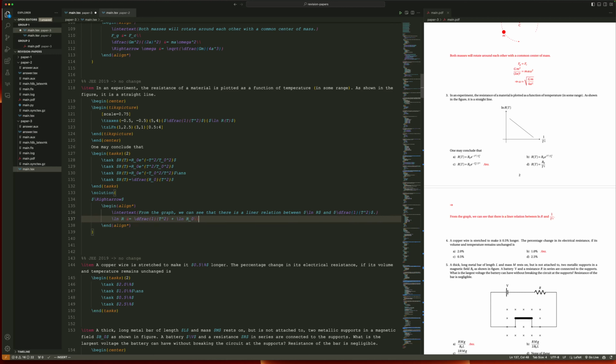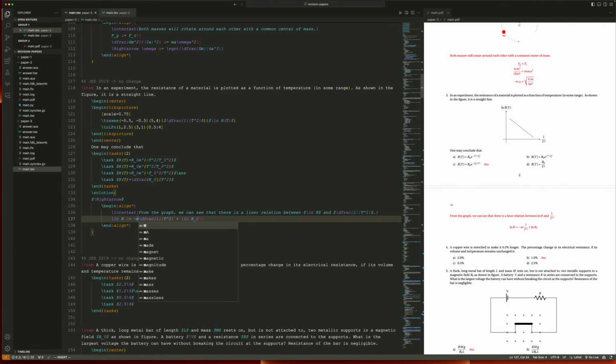Yes, log R versus 1 upon T square. But I think we can include this k times slope. Slope is not defined actually here. So the negative slope is, let's say, minus m. M is the slope, and from here we can move on. ln R equals minus m times 1 upon T square plus c, that's right.